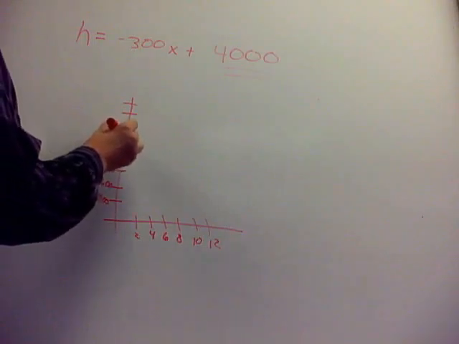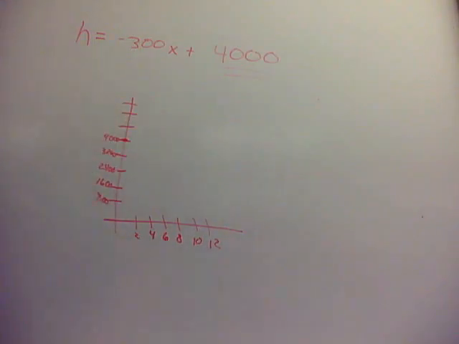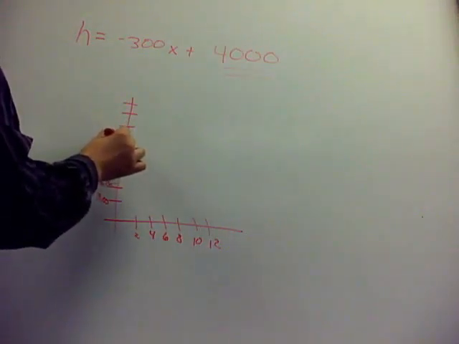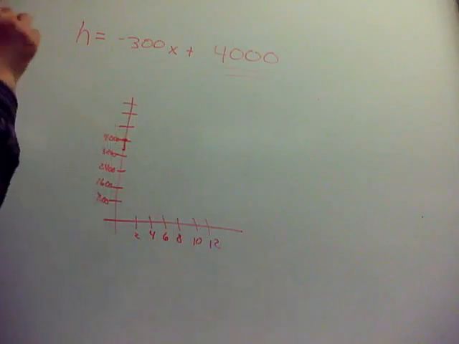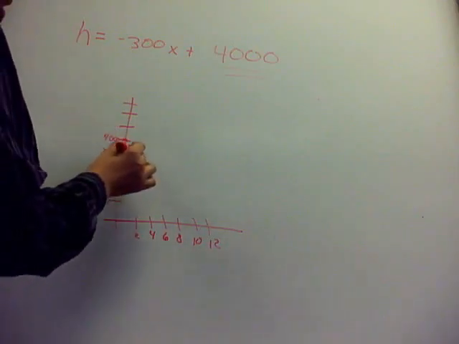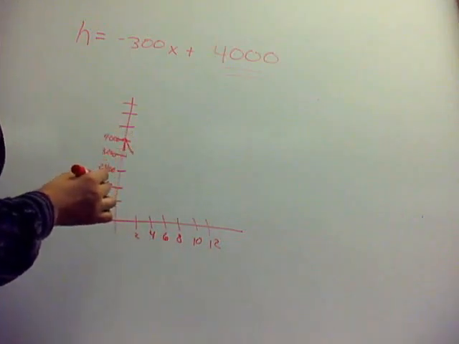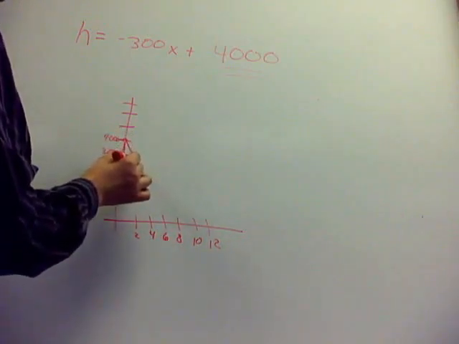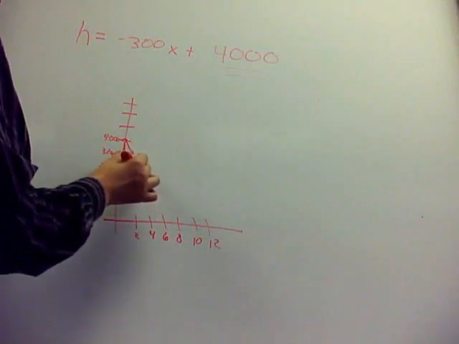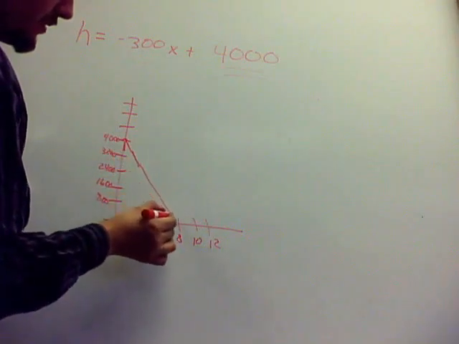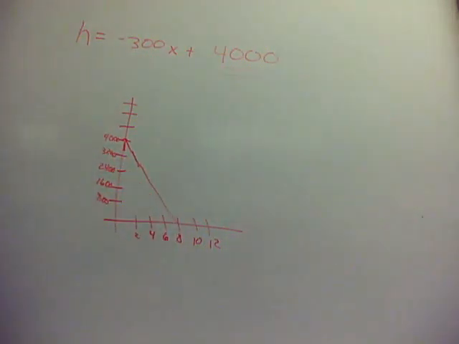Our start point is up here, and we're going down 300 every minute. 300 per minute will get us right there. Another 300 puts us at 2 minutes, and so on. Let's go all the way down. It looks like it's going to land us on 8, but I'm not 100% sure my graph is accurate, so let's go ahead and figure it out.